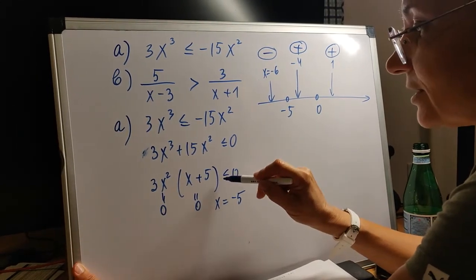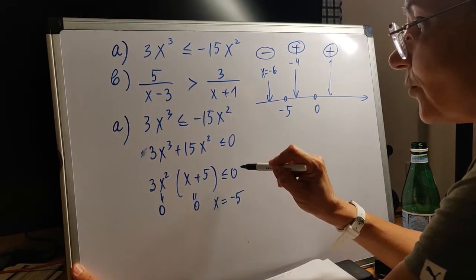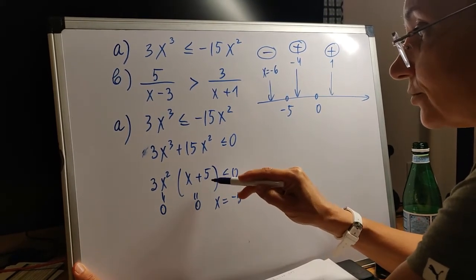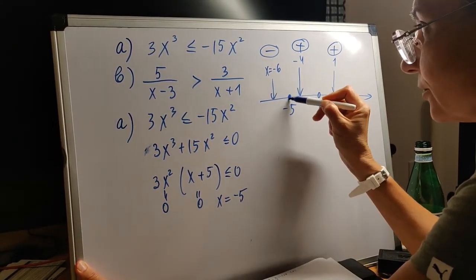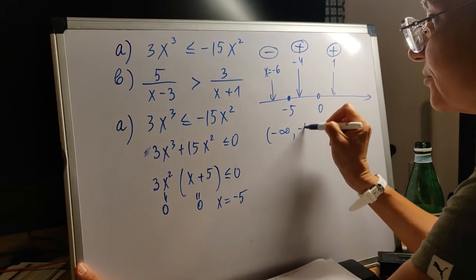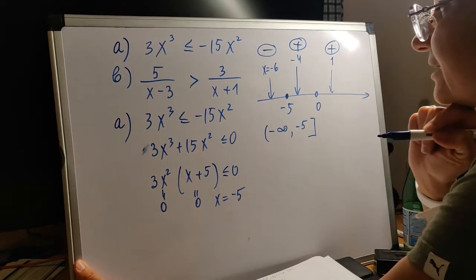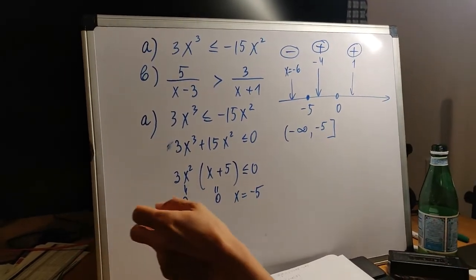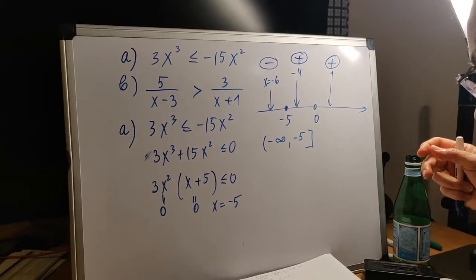It also allows us to use 0. 0 is where the actual expression over here is equal to 0, so it's allowing us to have 0. So my interval is going to be from -infinity to -5, and -5 is going to be included because of this equal sign. Okay, so my first inequality is solved.